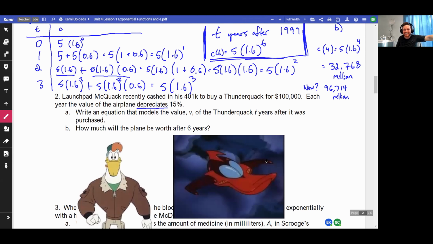Is that the Thunderquack? That's the Thunderquack. Excellent. The problem here, though, is we want to give you unsolicited life advice, of like what not to do with your 401k. 401ks are for retirement. Do not cash them in to buy an airplane. It is not a good idea. Look at that guy. He's not ready to retire. Don't cash in your 401k.